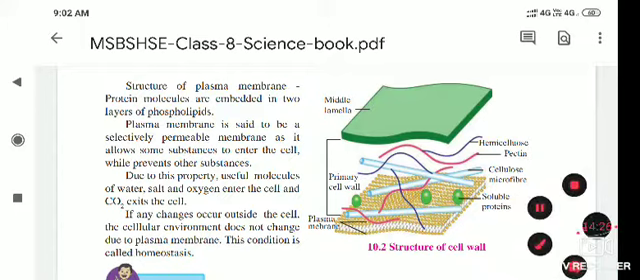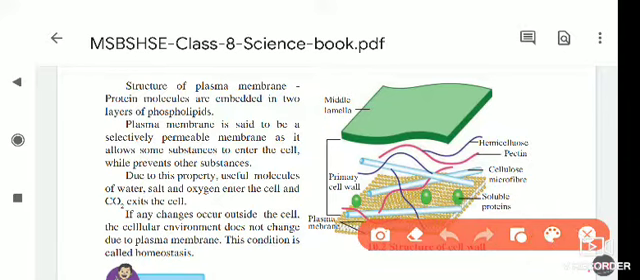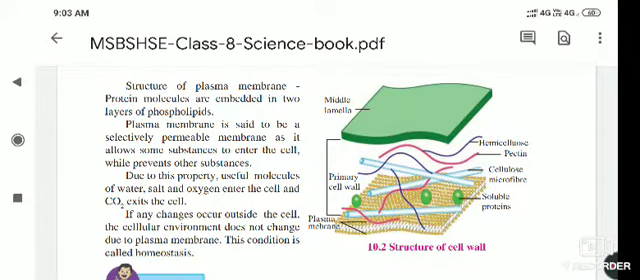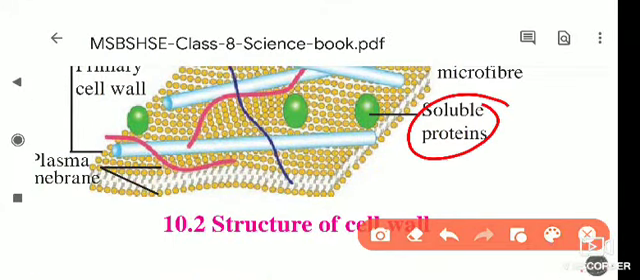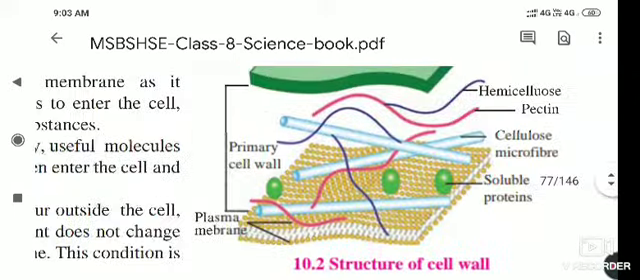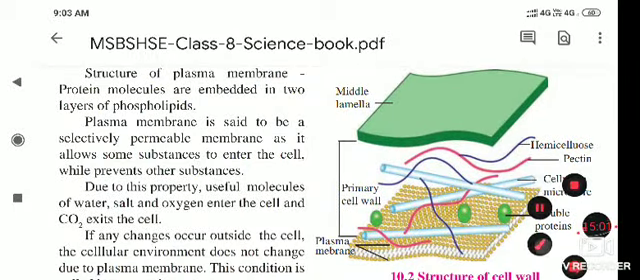The structure of the plasma membrane: the protein molecules are embedded in the layer of phospholipids. See here, the soluble proteins are embedded, meaning they are present, just as a watermelon has seeds inside its body, the same way the membrane proteins are present in the layer of phospholipids.